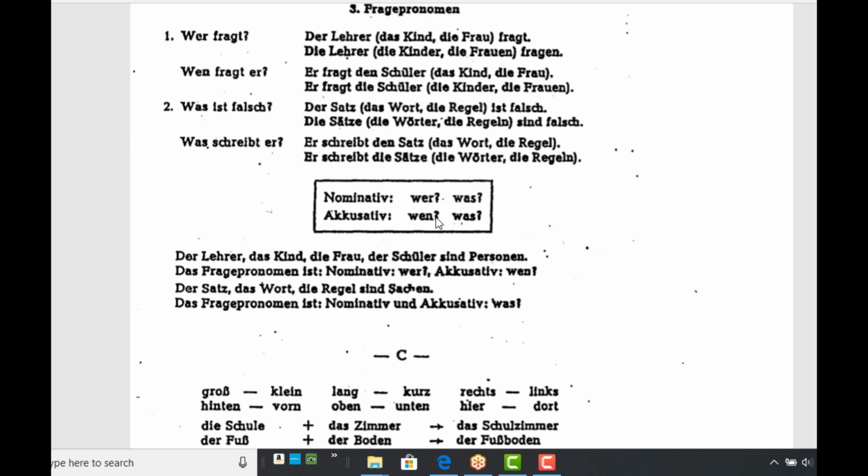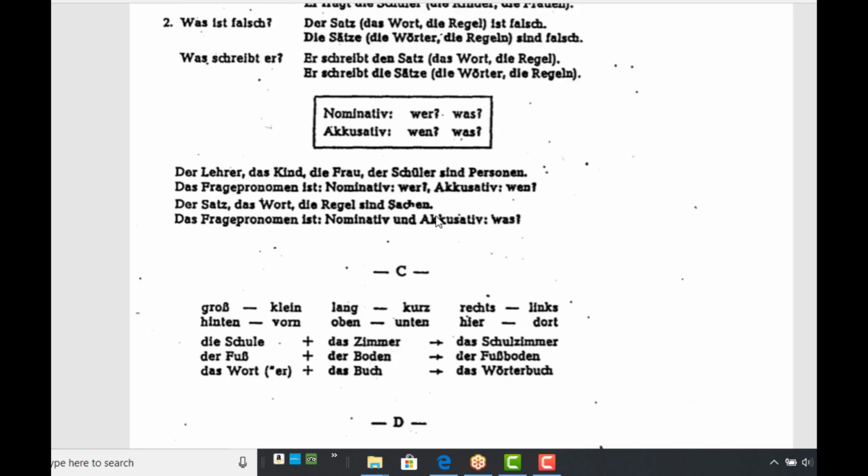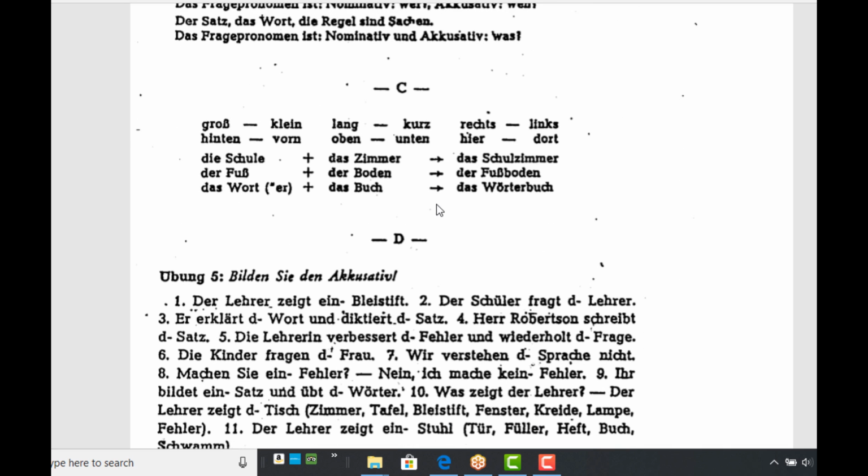All right, then they have some really nice ways of learning some of the vocabulary with antonyms. Let's do these. Groß, klein, just translate those. Large and small. Lang, kurz. Long and short. Rechts, links. Right and left. Hinten, vorn.